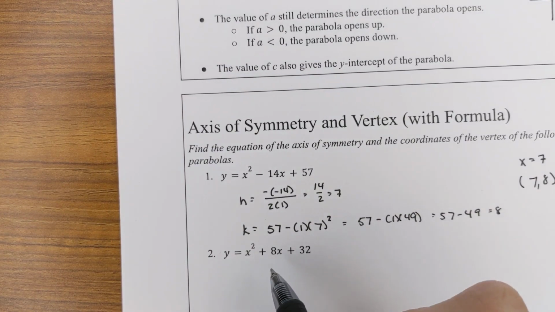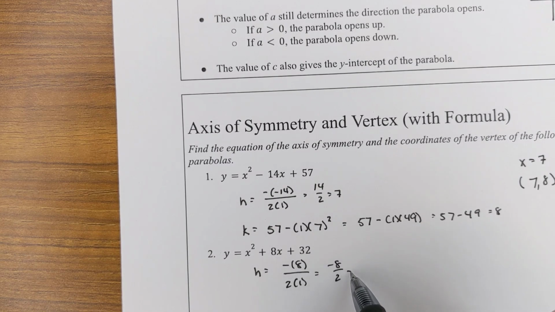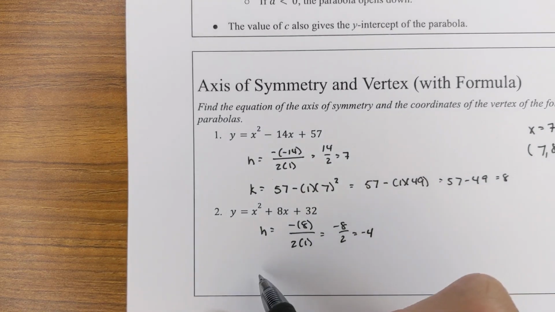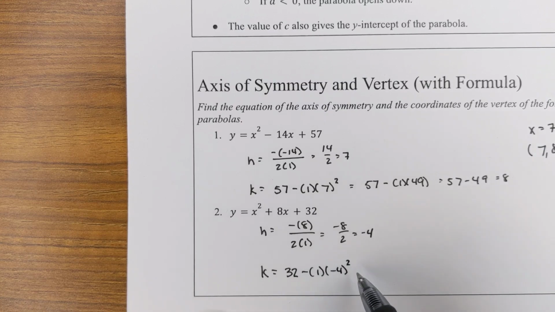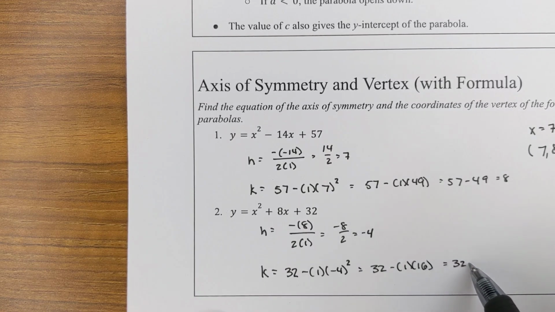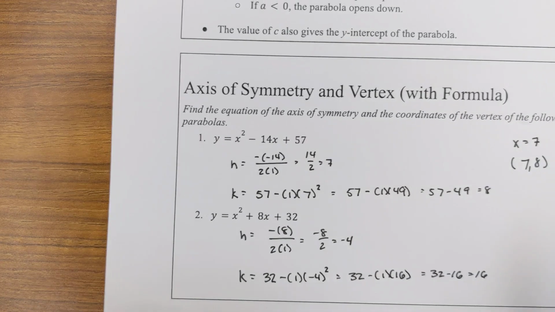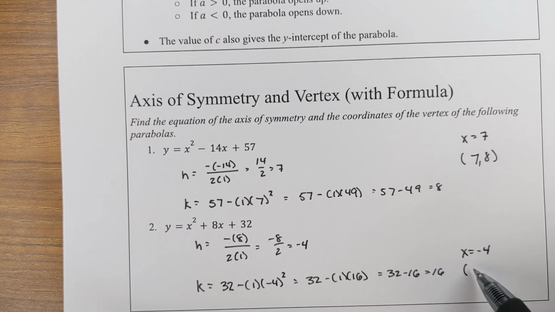If you look at this one, h is going to be negative b over 2a, so negative 8 over 2, so negative 4. k will be c, 32, minus a, 1, times h squared. Once again, remember the exponent comes first, so negative 4 squared is positive 16. 32 minus 16 is 16. So the axis is x equals negative 4, and the vertex is at negative 4 comma 16, h comma k.